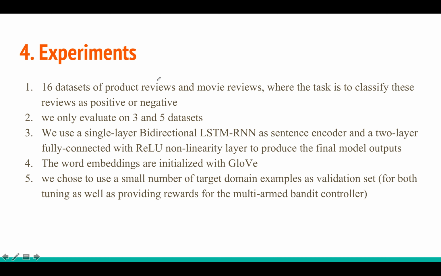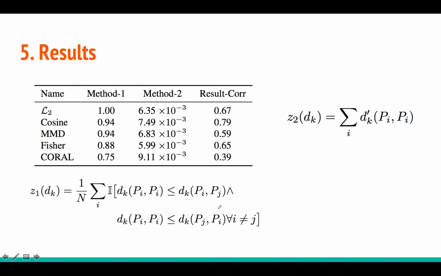And coming to the experiments, as I said, they have 16 data sets. Most of them are about product reviews, movie reviews, and so on, and they just say whether it's a positive or negative review. They use 3 and 5 data sets for evaluation. They use a single layer bidirectional LSTM for training as the encoder, and for classification they're using a 2-layer fully connected network. As I said, over embeddings they're using GloVe embeddings. And to train the multi-arm bandit, they use a small evaluation dataset, compute accuracy on that, and that is used as the reward function, right?